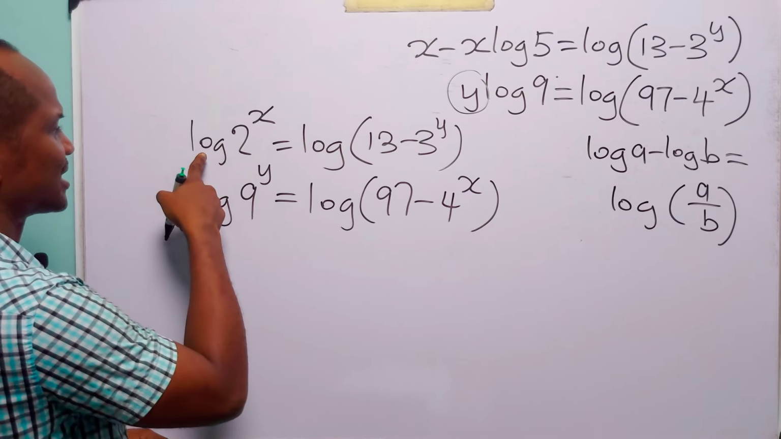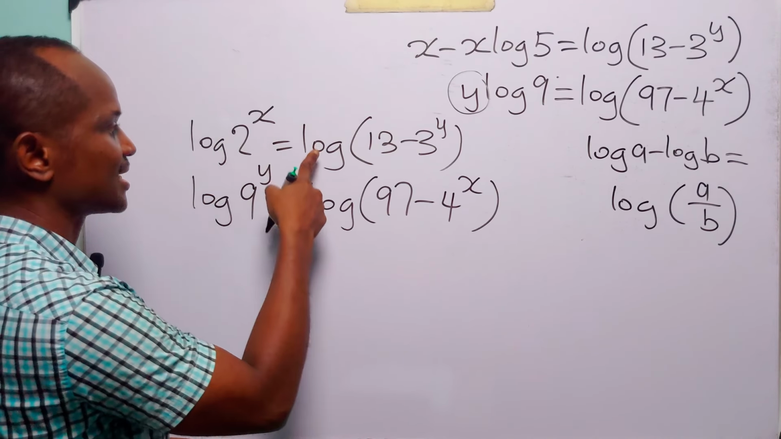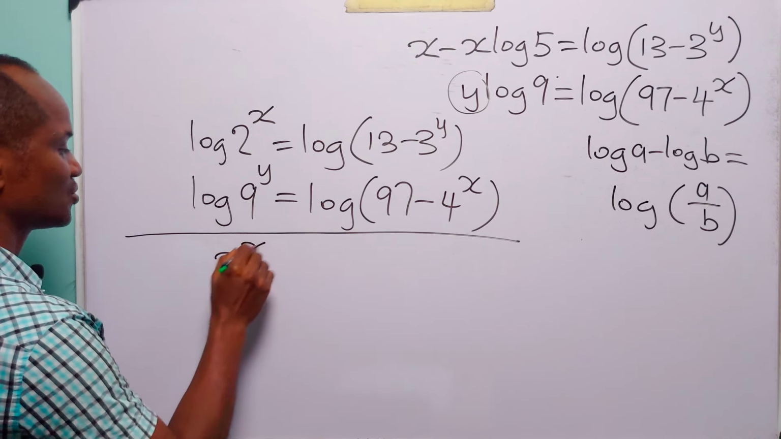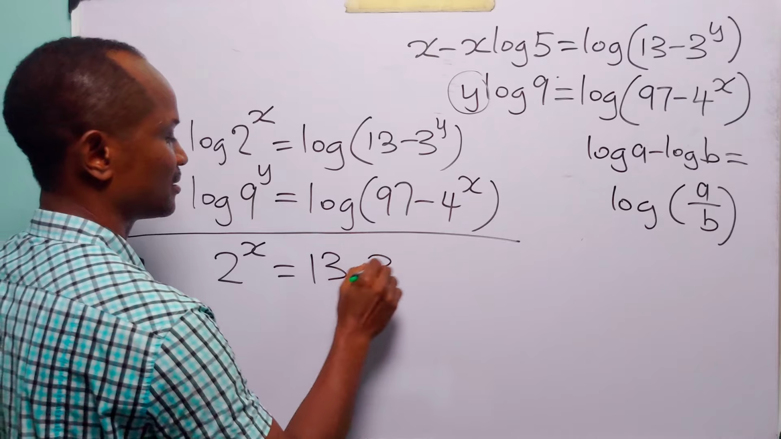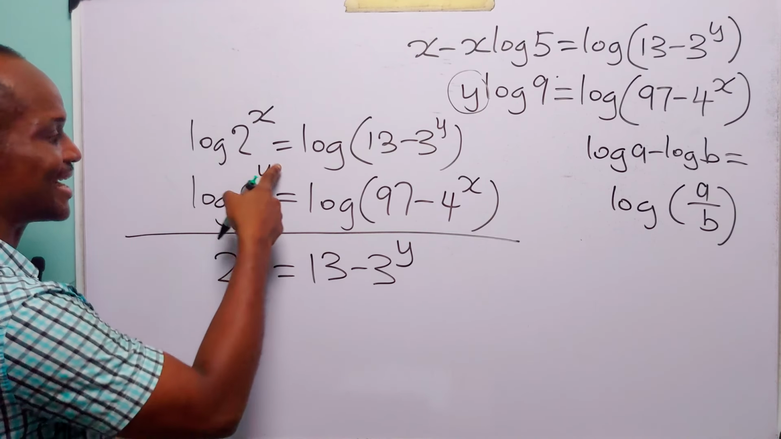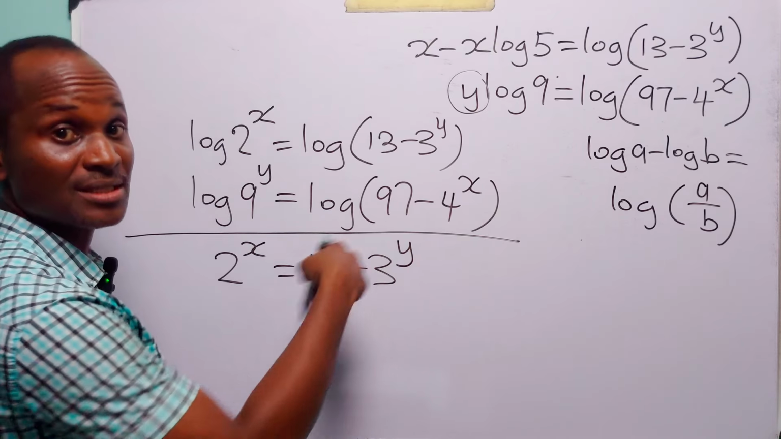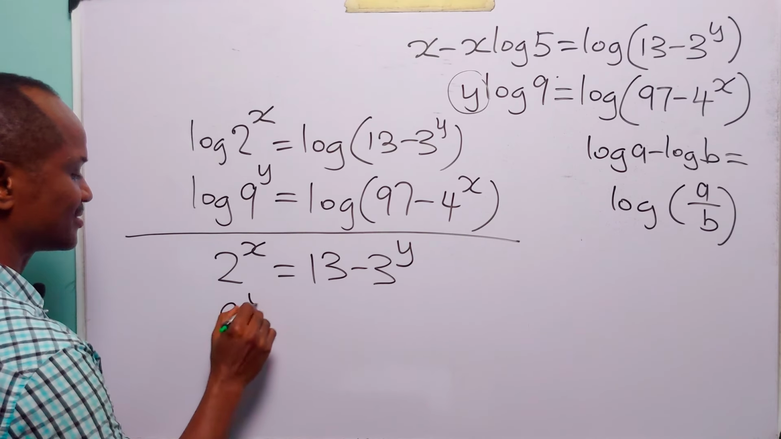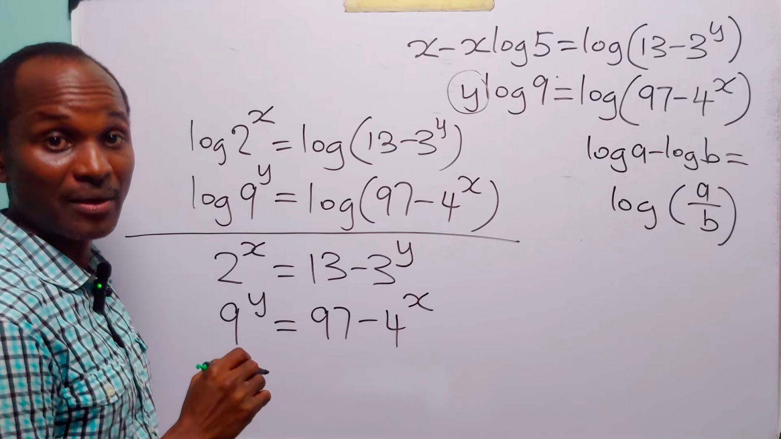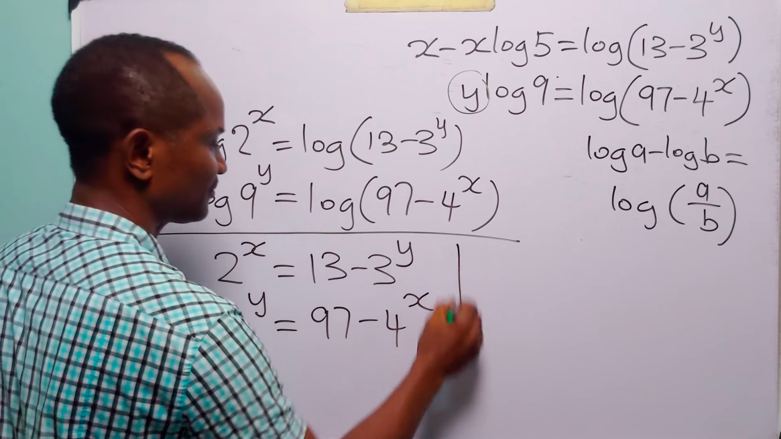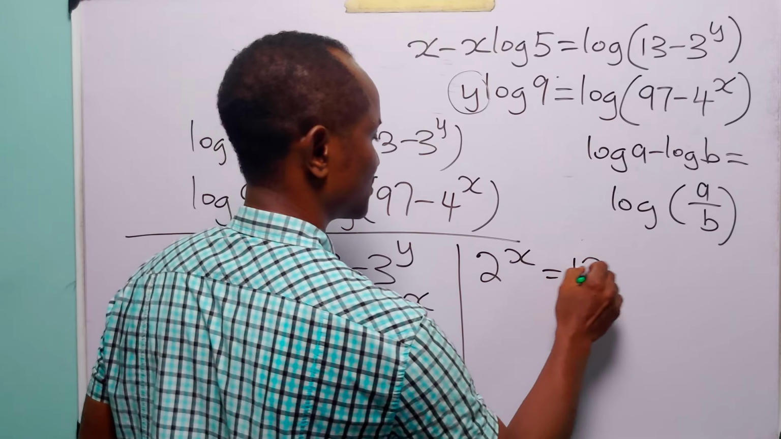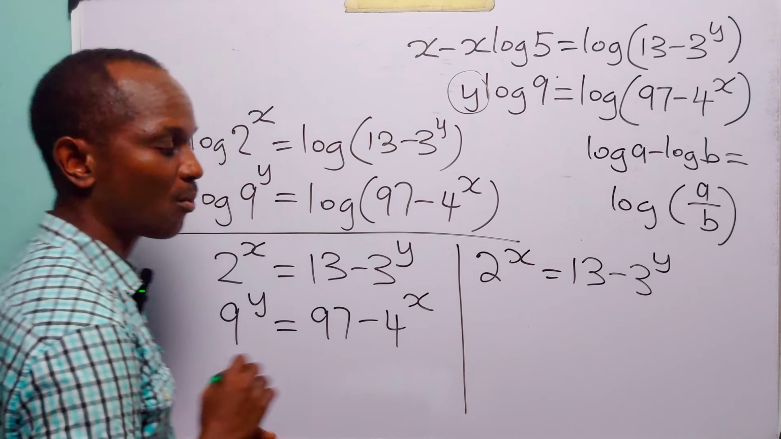Now, in this first equation, you can see that log 2 to the power x is equal to log this. So that simply means that 2 to the power x is equal to 13 minus 3 to the power y. And in this second equation, you can see that log 9 to the power y is equal to log that. So that also means that 9 to the power y is equal to 97 minus 4 to the power x. Now, this remains as 2 to the power x is equal to 13 minus 3 to the power y.